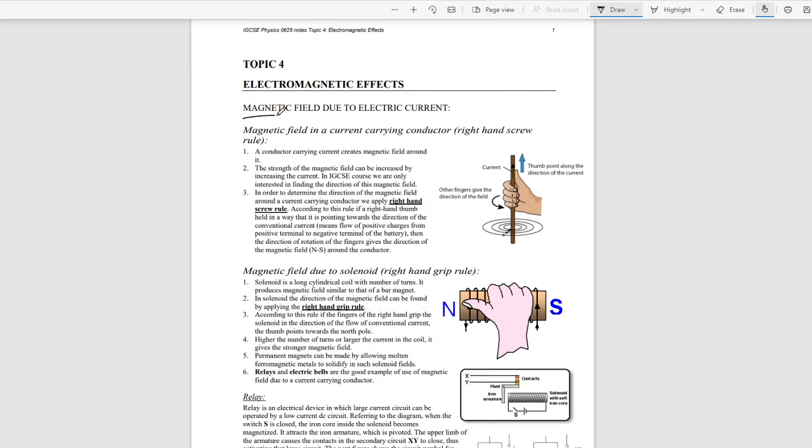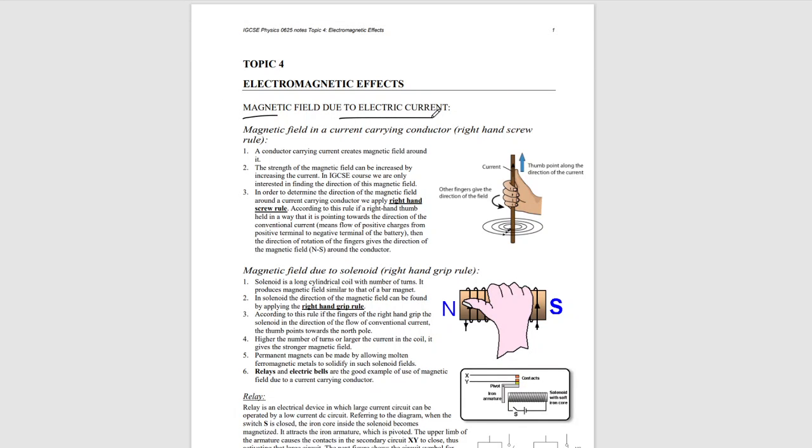So we're going to start off with the magnetic field due to the electric current. If you have an electric current passing through any conductor, we have a magnetic field. In today's video, we're going to see how we can look at the magnetic field of different stuff.